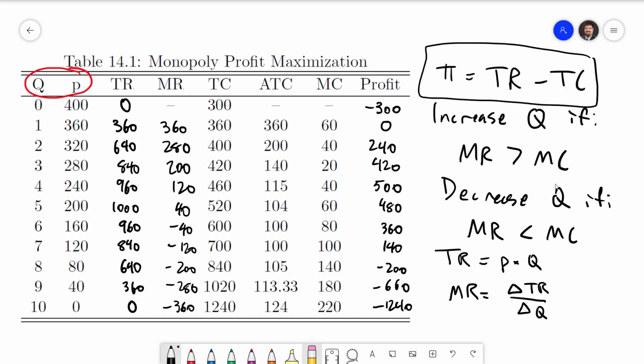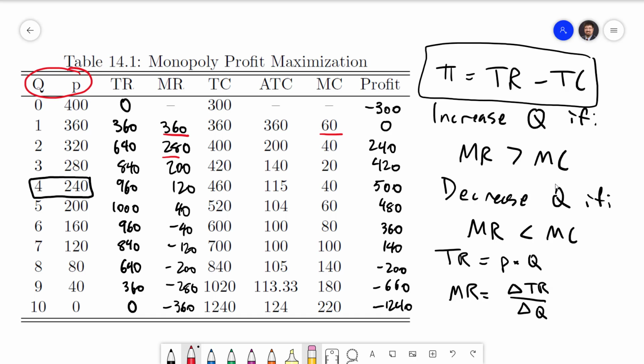From our profit column, we can see that total profit is maximized at a quantity of 4 and a price of 240. We can use our profit maximizing rules to see this as well. We compare marginal revenue with marginal cost to see if it's worth increasing output. The first unit is worth producing because marginal revenue of 360 exceeds the marginal cost of 60.